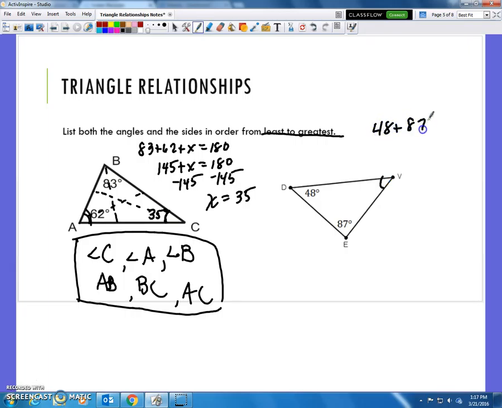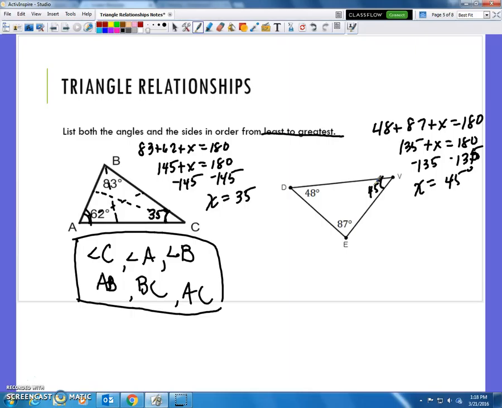48 plus 87 plus something must equal 180 degrees total. 135 plus something should equal 180. And so I know that x in this case must equal 45 degrees. I'm going to call that guy 45 degrees. All right, so now it's going to be really hard to tell which of these sides was actually longer than the other, but now since I know the angle measures, I can tell.